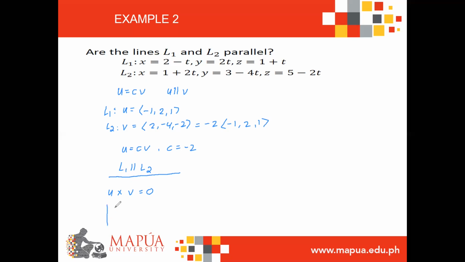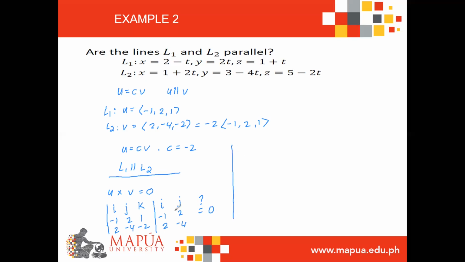So we have it as i, j, k. Then we have vector u as -1, 2, 1. Then vector v is 2, -4, -2. Then using the basket method to find the determinant of this 3 by 3 matrix, let's copy the first two columns. So we have i, -1, 2, then j, 2, -4. So let us check if this is equal to 0.